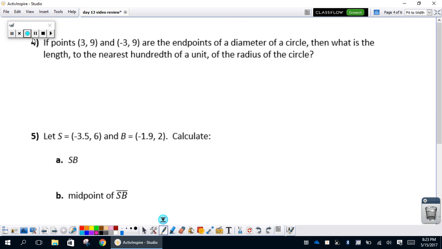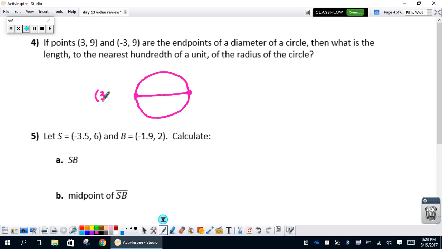Alright, flipping over to number 4. If the points (3, 9) and (-3, 9) are the endpoints of the diameter of a circle. Okay, so here is my circle. It's not that good, but we have (3, 9) and (-3, 9). The question says, to the nearest hundredth, which means 2 decimals, what is the radius?